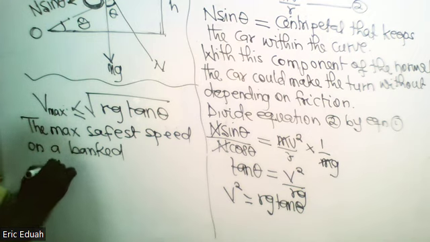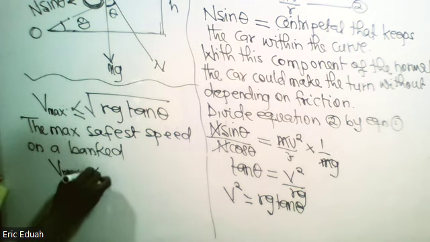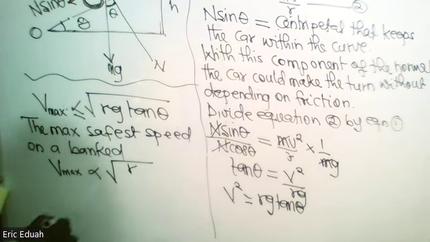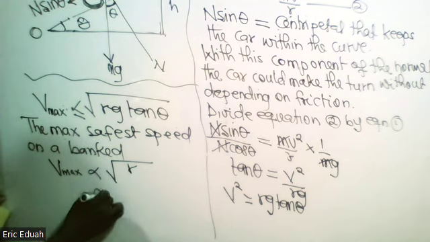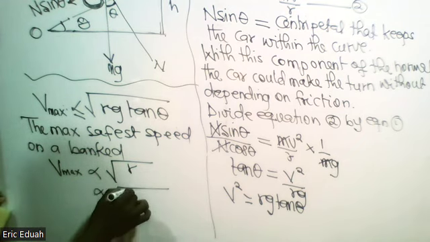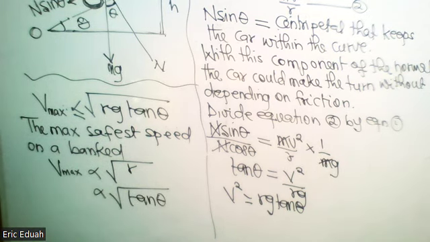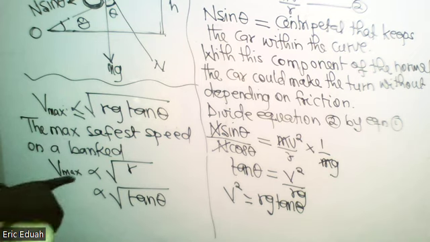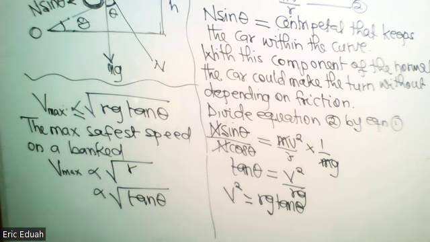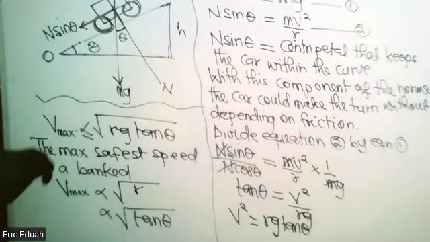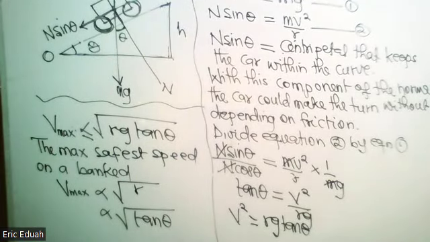So the maximum speed depends on the square root of the radius, and also depends on the tangent of the angle of tilt. So this is the expression of maximum velocity on a banked road. And this one applies to when there is no friction. Okay.